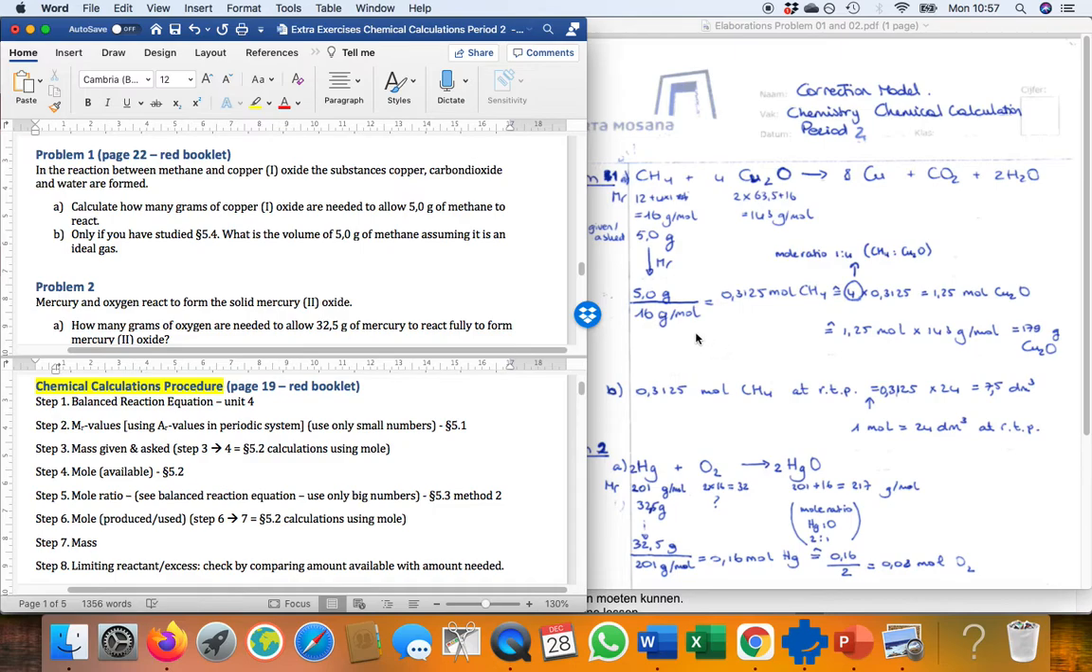So in this video, as said, we have looked at problem 1. There's a very visual representation in the correction model, and in this way you can follow steps 1 to 7 from the chemical calculations procedure.